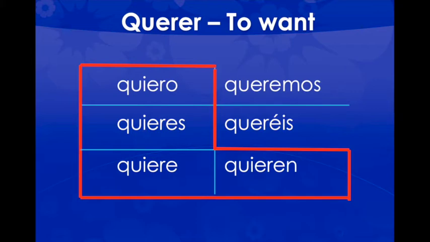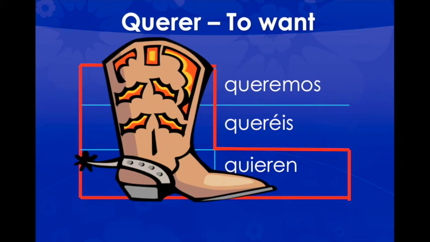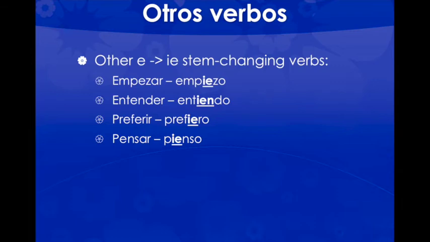Now that change only happens in the four forms in the box. Outside of that, queremos and queréis, you can see that there's not an I sandwiched between the U and the E. And the reason we call them boot verbs is, of course, it looks just like a boot. Remember, the stem change only happens in the boot. Other verbs that do the same thing, this E to IE stem change: empezar, the yo form will show you just the yo forms, empiezo; entender means to understand, entiendo. To prefer is prefiero, I prefer. And I think from pensar, which means to think, yo pienso.